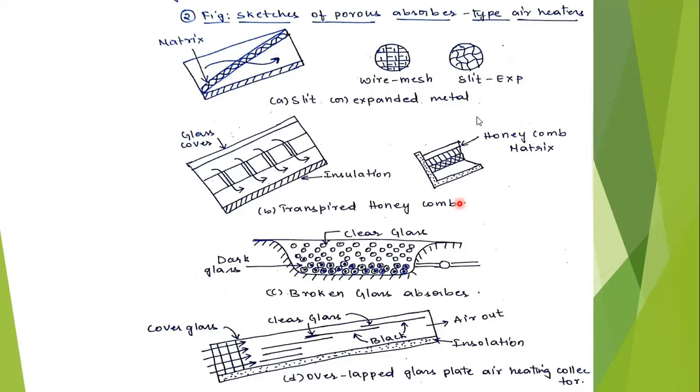Here somewhat pressure will be dropped more than in the non-porous absorber type air heaters, but here in the honeycomb matrix we are taking large cross sections, large flow cross sections. So here still pressure will be reduced.